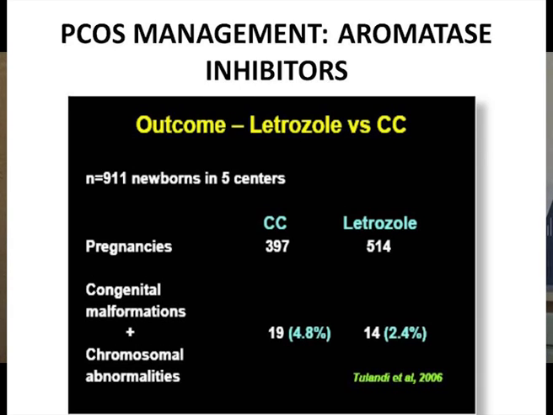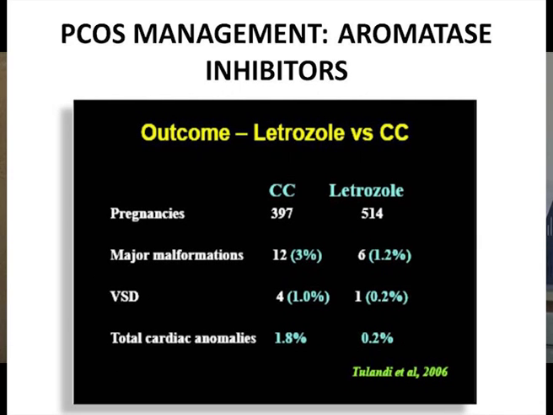In pregnancies, 397 Clomid, 514 letrozole. Anomalies, no difference between the two. And this was just to put the story to rest, that you will not experience any higher incidence of congenital anomalies with aromatase inhibitors. And this was looking at individual anomalies, and there was no difference between the two, Clomid and letrozole. And then this was aromatase inhibitors for PCOS.